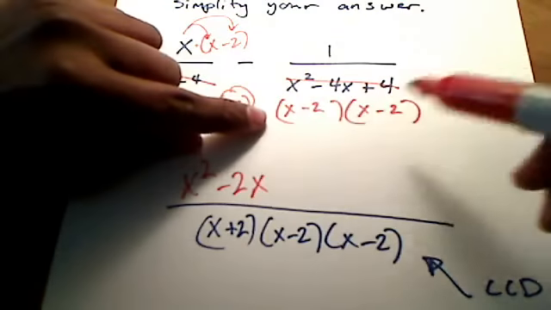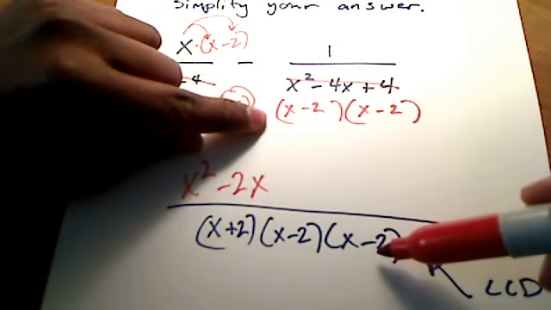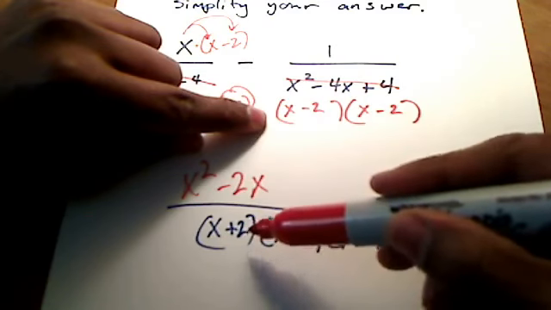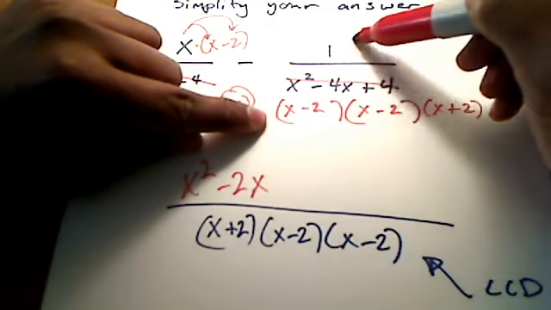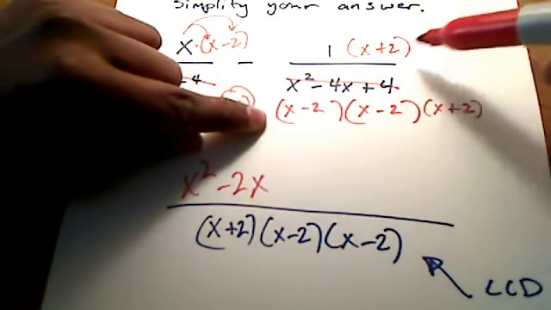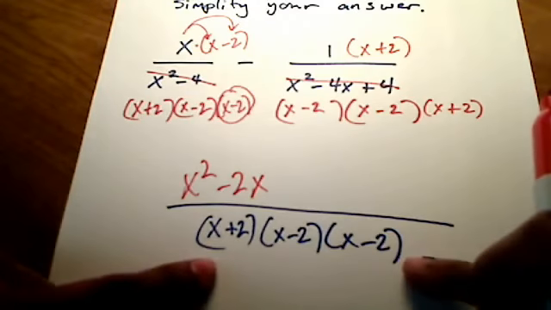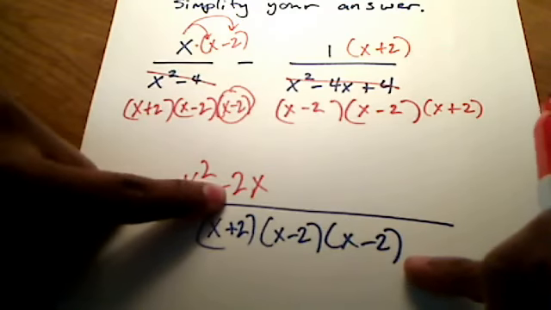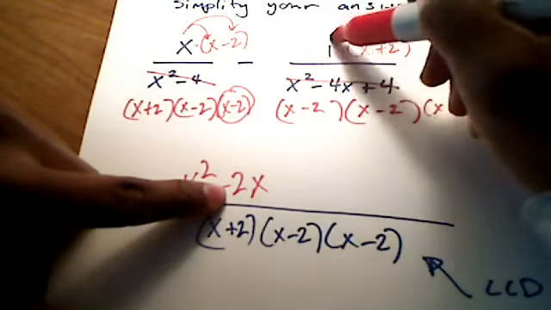And then you ask yourself the same question, what is this denominator missing to make it look like the LCD? Well, it's already got two x minus 2's, it's missing the x plus 2. That's what we multiply not only the denominator by, but the numerator as well. So I got to put an x plus 2. Okay, so now I've got the LCD, just going to write it once. My new numerator over here is this stuff. And 1 times x plus 2, well, that doesn't change it, it's just x plus 2.